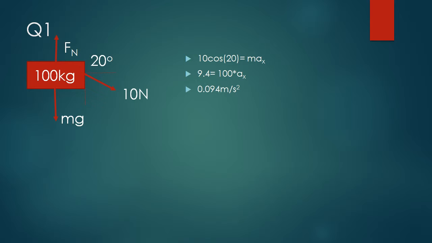Let's look at the horizontal. Now we know that the x component of the 10 newtons, which is 10 cos 20 degrees, would equal the mass of the block, which is 100 kilograms, times the x component of the acceleration, which is what we need to find. After you isolate for the x component of the acceleration, we found that it would equal 0.094 meters per second squared.